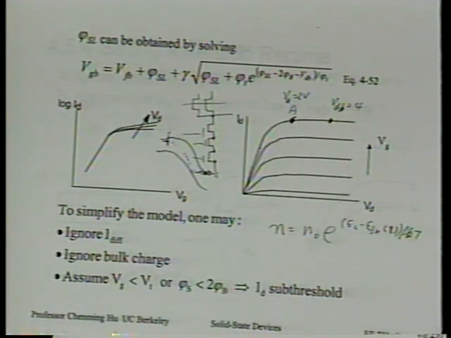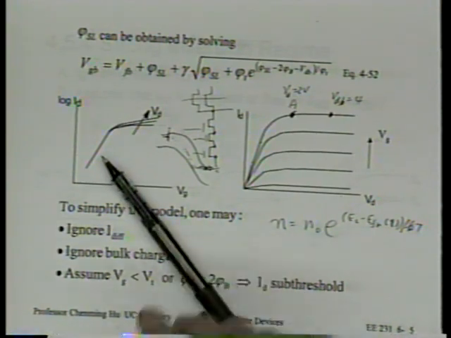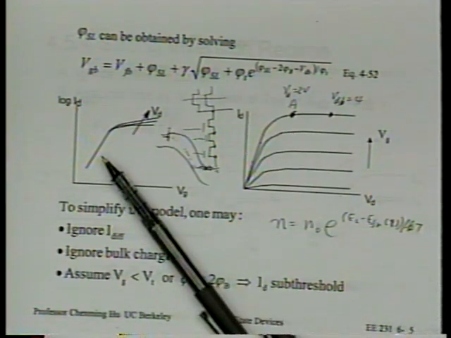So does the first plot, the ID versus VG one, does it mean that subthreshold current is independent of VD? Independent of what? Of VD, the drain voltage? According to this model, yes, at least when VD is larger than several kT/q, you can show it's independent of VD.